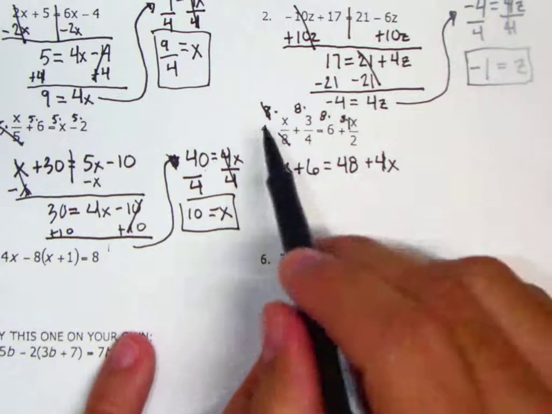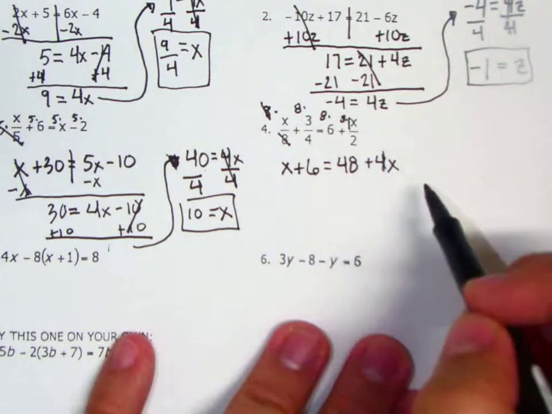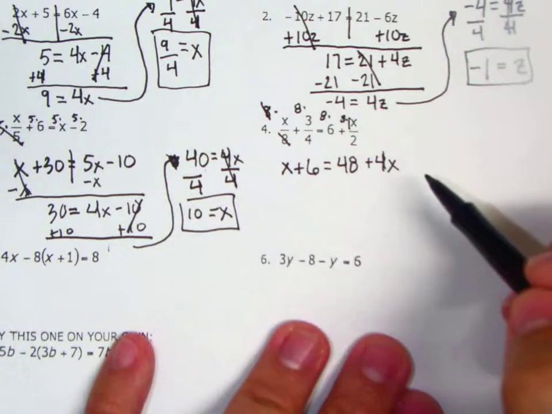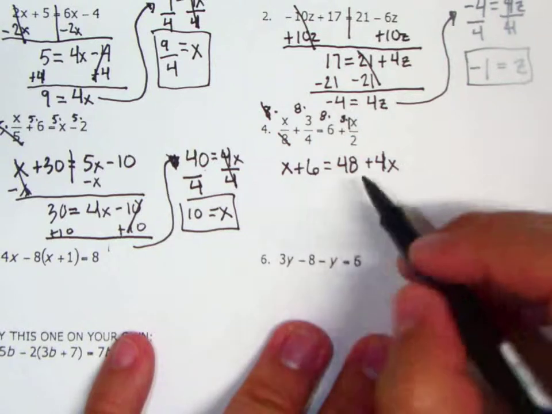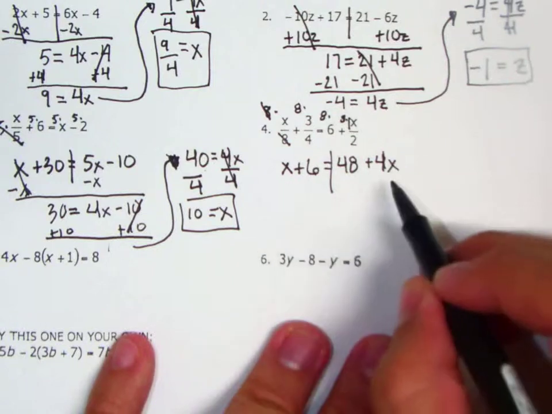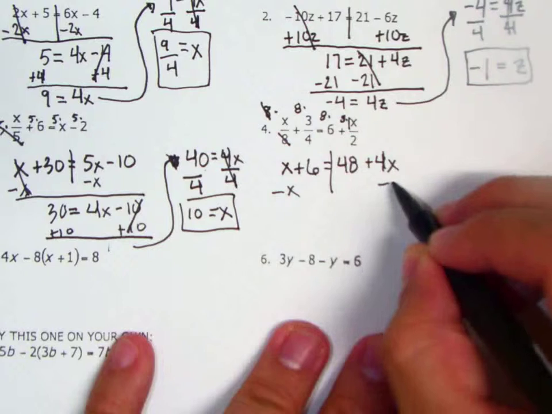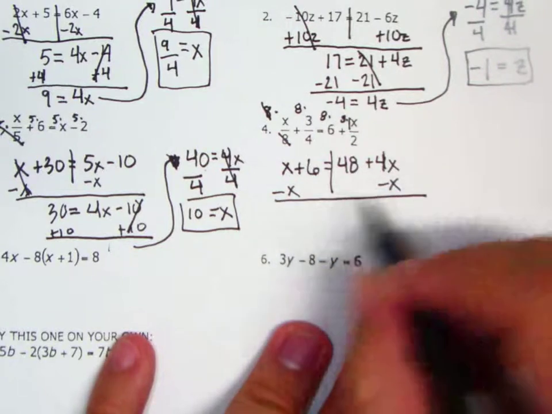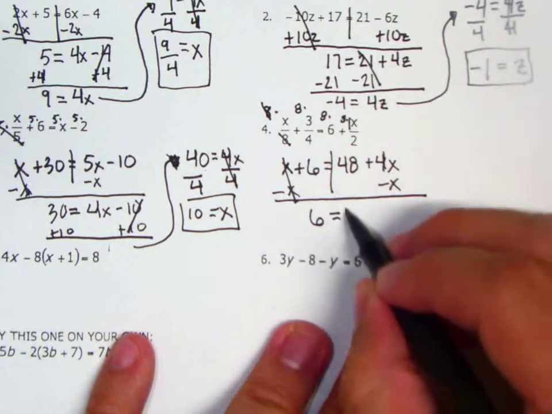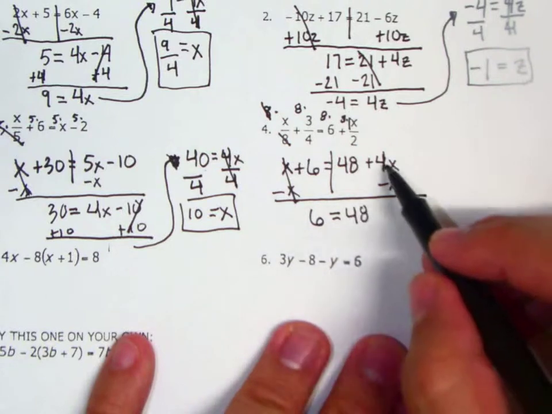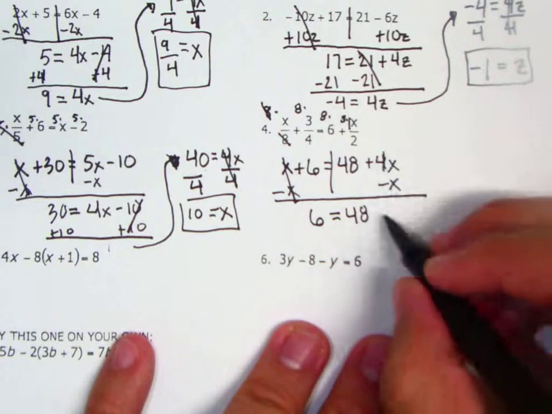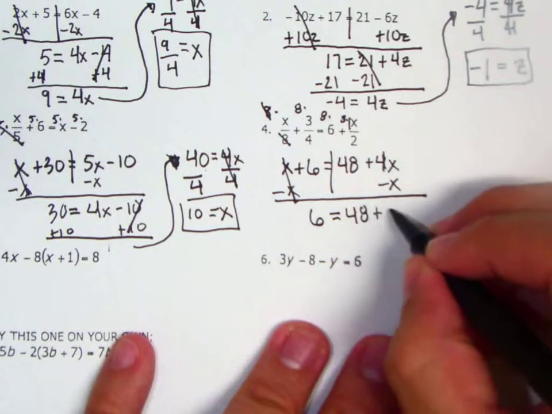And now, just by multiplying everything by 8, we've gotten rid of all of our fractions at the same time, and we can solve it just like we did over here. Again, find the side that has the bigger value. Looks like this side does, so I'm going to move the x from over here to over here. Minus x, minus x. These will cancel. So I have 6 equals 48 comes down. And then you have 4x minus x, which is 3x.